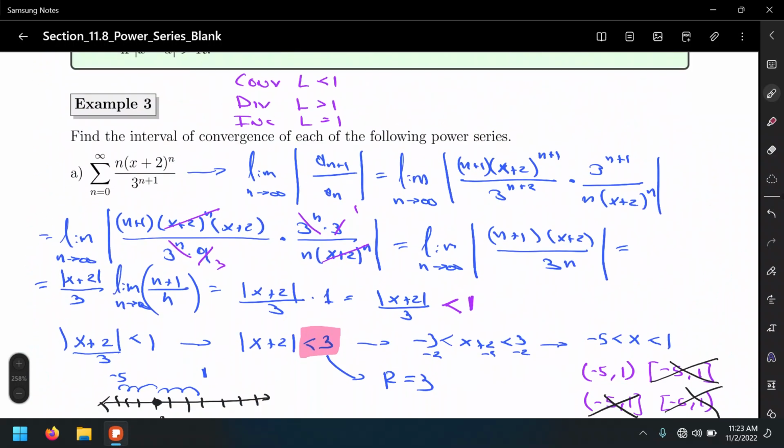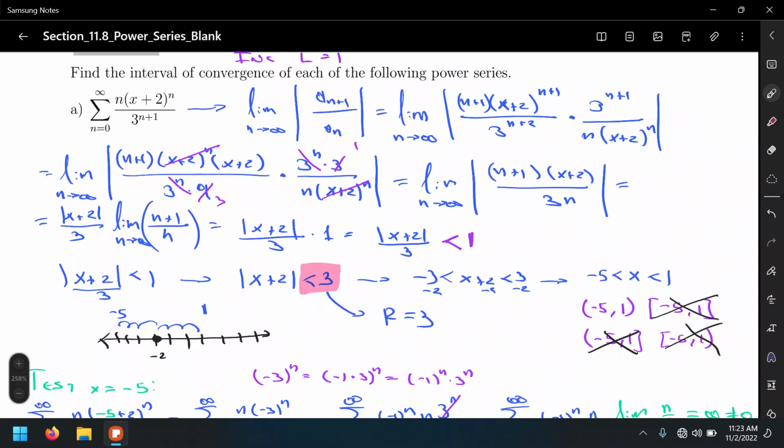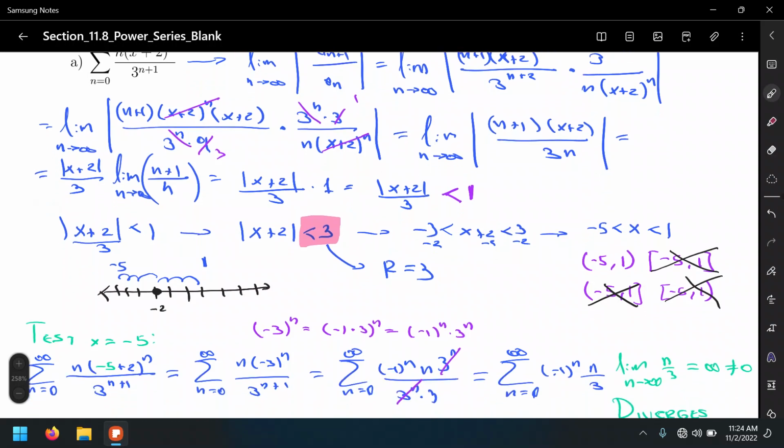Can we just plug it in right there? We have from -5 to 1. Well, yes, we get the endpoints of the inequality, but we still need to test them for convergence or divergence, because again, we can have four possible scenarios: both endpoints are exclusive, both endpoints are inclusive, or one endpoint is inclusive and the other is exclusive. So that's why we do all these tests. You will see the difference in the next example.